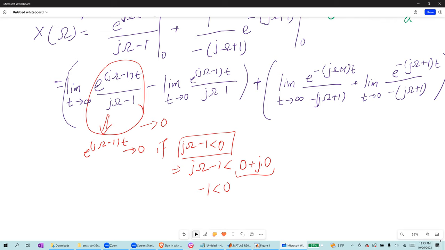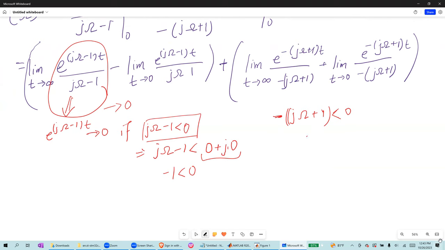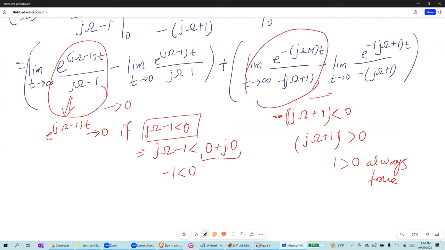And same logic you can apply here, the j omega plus 1. Okay, as long as minus j omega minus of, okay, as long as less than 0. So since it's a minus, if we remove the minus, then the equality sign changes and it becomes greater than 0. So this is always true. So in that case, this part equals 0.